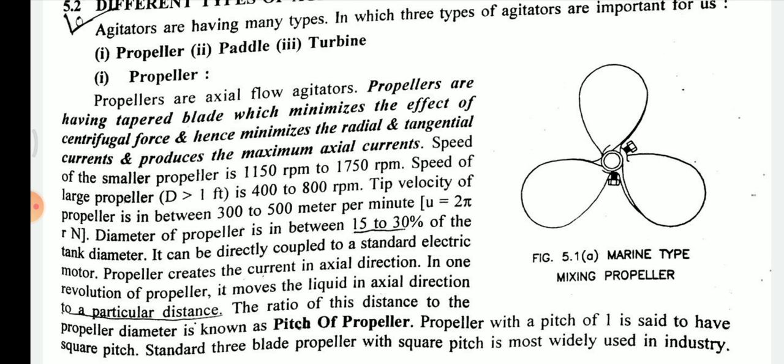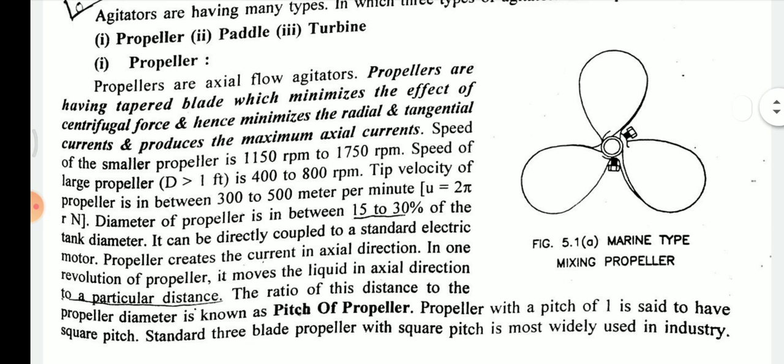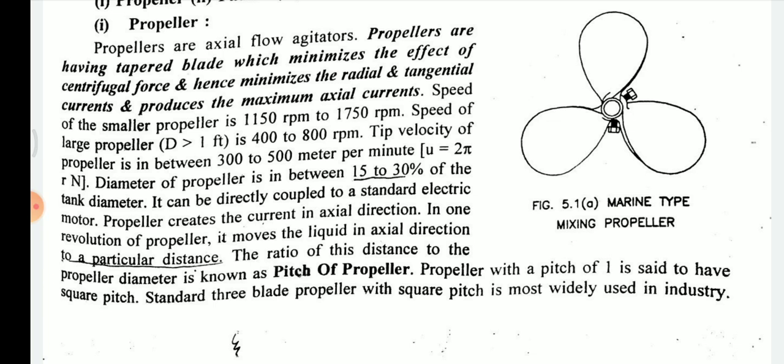Then the speed of a large propeller, so diameter: if the propeller has a diameter of 1 foot or more than 1 foot, the speed is then 400 to 800 rpm. Okay, as the diameter becomes very large, the speed reduces, and if the diameter of the propeller is very small, then the speed of the propeller should be more.